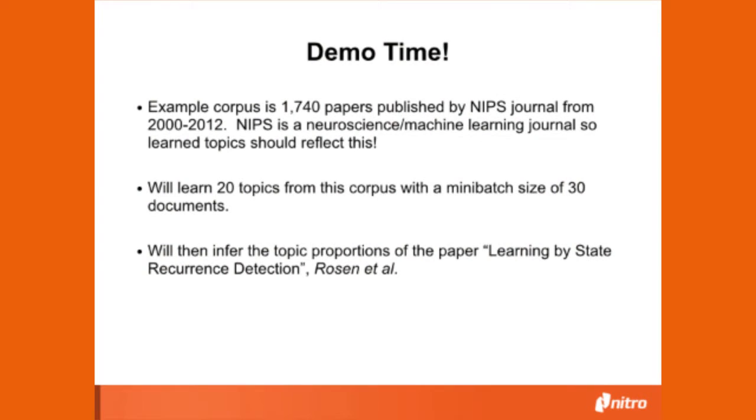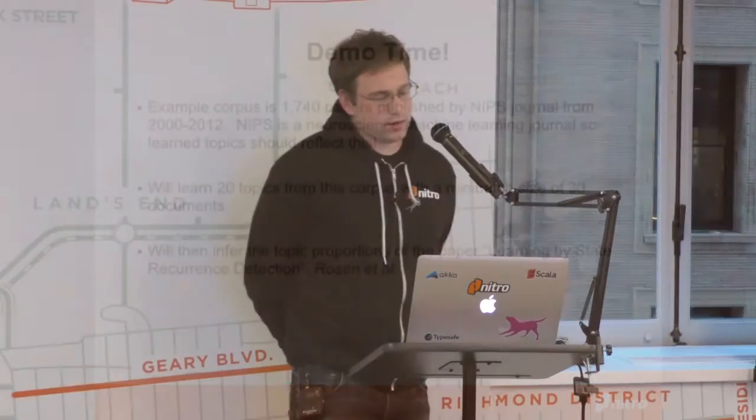Right, so now I'm going to give a short demo. In this demo, I'm going to learn a small topic model on a small test corpus. This corpus is 1,740 papers from the NIPS journal, which is a neuroscience and machine learning journal. So our learned topics should reflect this. We're going to learn 20 topics from this corpus, using online LDA, of course, and using a mini batch size of 30 documents.